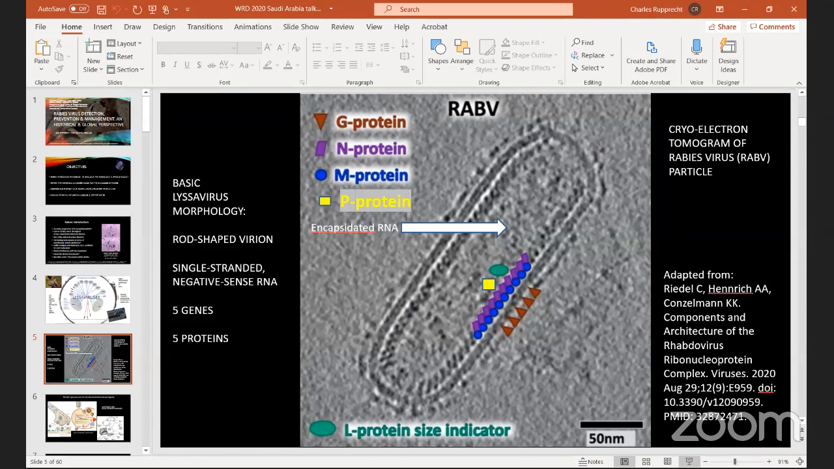Two major antigens: that inner N, designated in purple, the nucleoprotein, forms most of what we used to regard as Negri bodies as far as inclusions. It's an internal protein. And that external protein not only is used to bind to receptors from the virion standpoint, but also forms the basis of all human and animal vaccines.